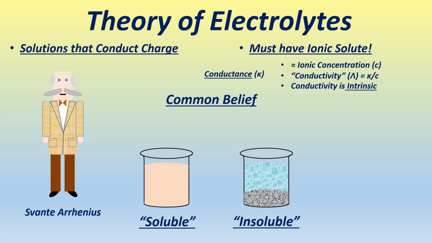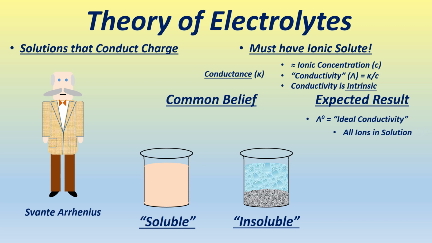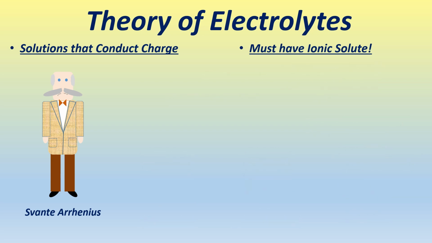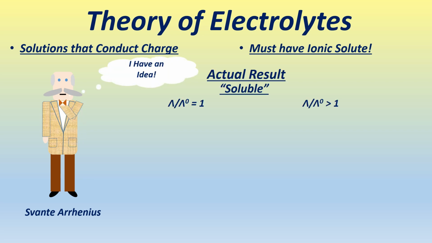Looking at the conductance of these different solutions, Arrhenius expected that given an ideal conductivity where all of the ions dissolve, the ratio between the measured conductivity and the ideal conductivity would be 0 for an insoluble solution since no ions were present. And for a completely soluble solution, that ratio would be 1 since all of the ions dissolved. That would give you the maximum conductivity. His expectations were met for completely insoluble solutions. However, for things that seemed to dissolve, he did not get the expected result. Instead, he found that some solutions had a ratio of 1, which was unexpected, but other solutions had a ratio of less than 1.